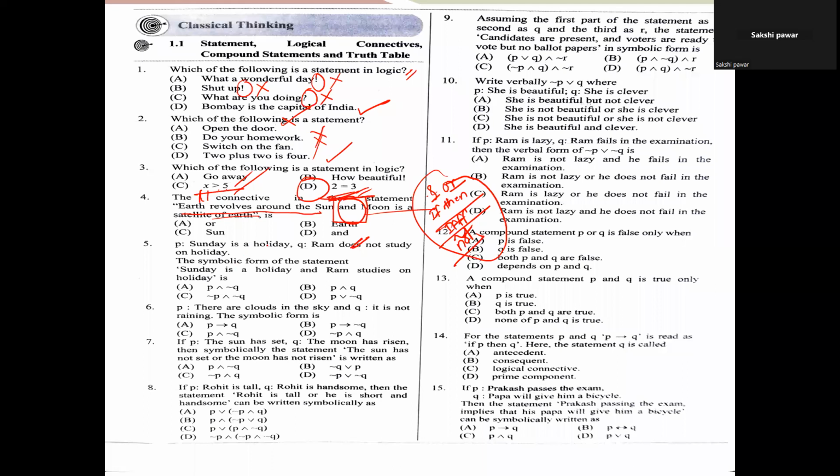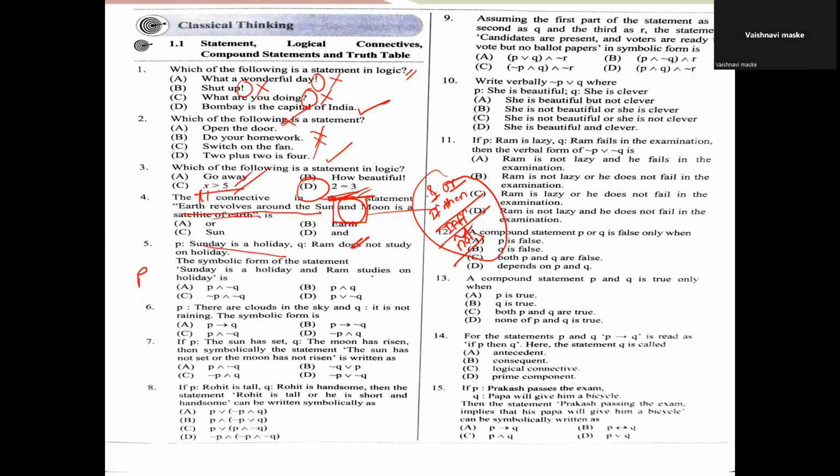Let's go next. Sunday is a holiday. Ram does study on holiday. Symbolic form. Option A. The statement is Sunday is a holiday and Ram studies on holiday. P and negation Q. Option number A.